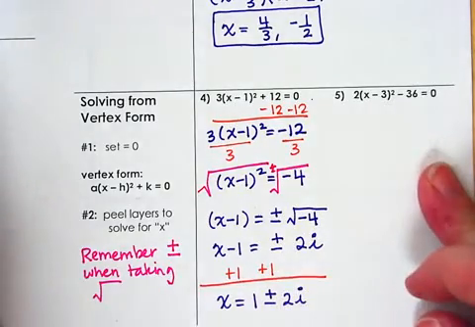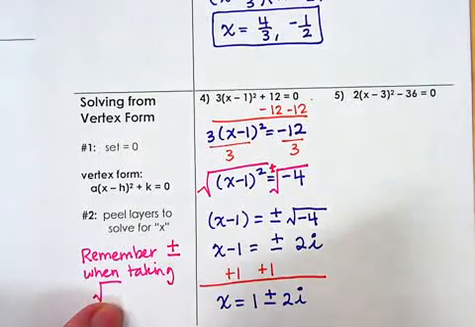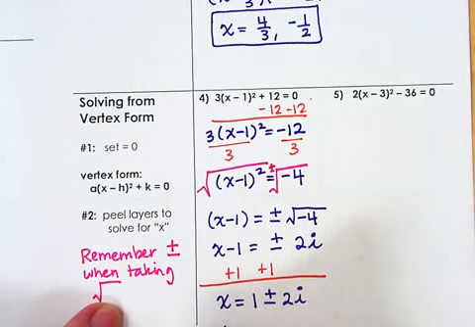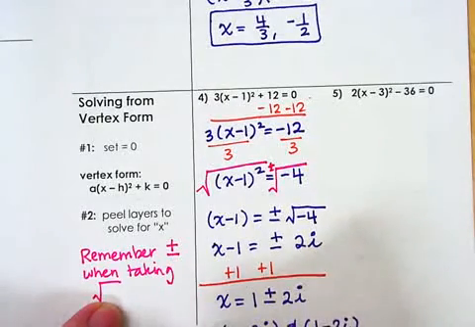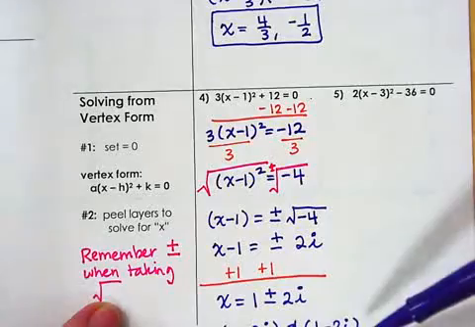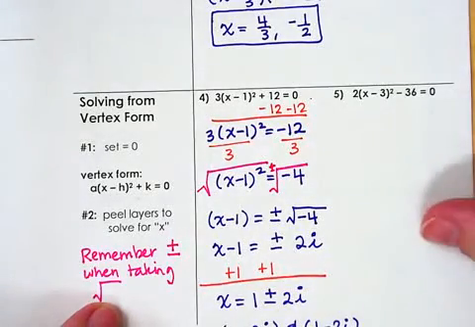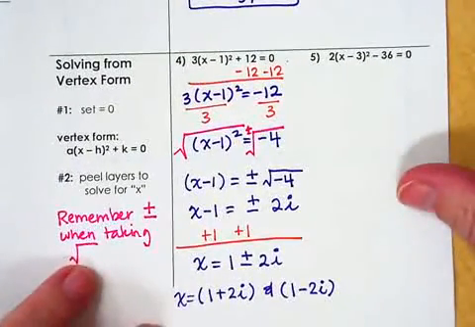And it's kind of weird, but what we're really looking at here is one solution that's 1 plus 2i, and then the second solution is 1 minus 2i. And those are the two solutions that we have. And we can't do anything with that i because it's an imaginary number. Okay, let's try number 5.